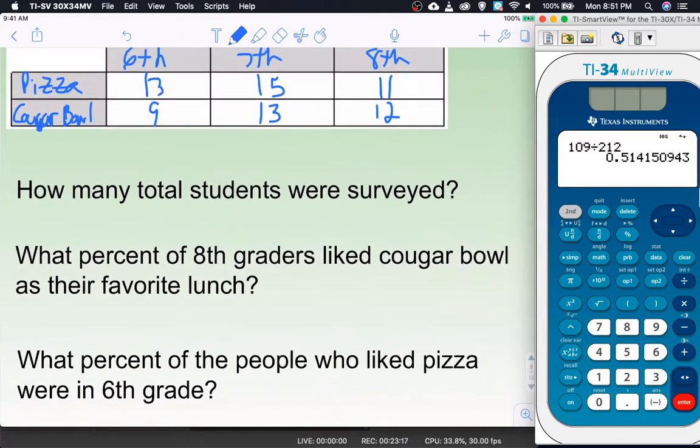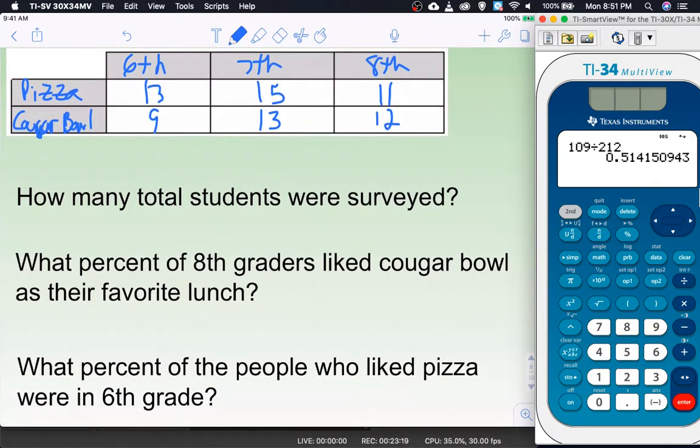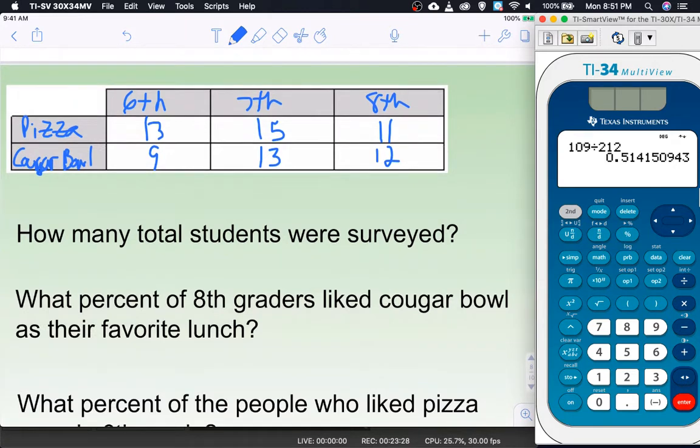Now we can answer some questions about that. For example, how many total students were surveyed? You know, this question would be a lot easier if we had our totals. Do you know what I'm going to do? Total.